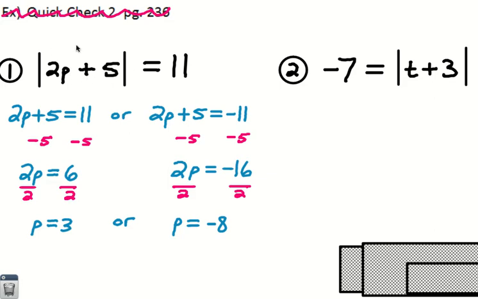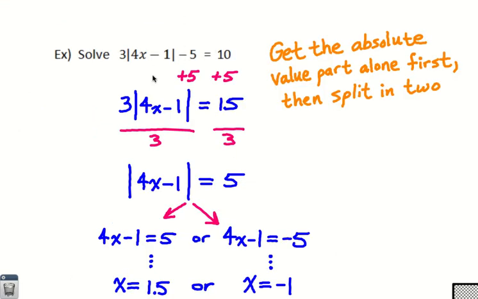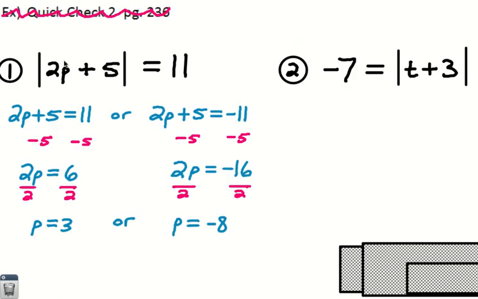But again, isolate the absolute value if you need to, right? Here, you needed to do a little bit of steps beforehand, because we needed to isolate the absolute value. Here we didn't. It was already isolated. But once it's isolated, you can split into the two cases: the positive case of this number over here on the other side, or the negative case. And again, this is just Integrated Math 1.